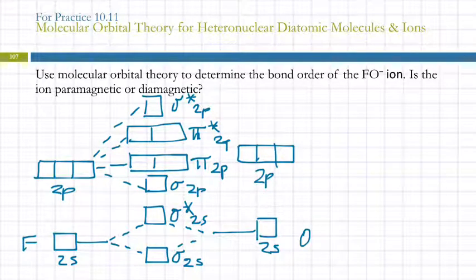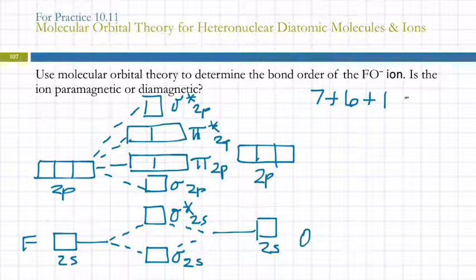So FO minus, how many valence electrons does that have? Got 7 from the fluorine, 6 from the oxygen. The minus sign says we have to add 1, right? So that's a total of 14 electrons, 14 valence electrons. Everybody okay with that?